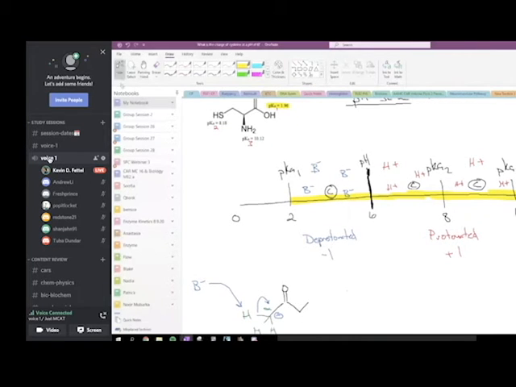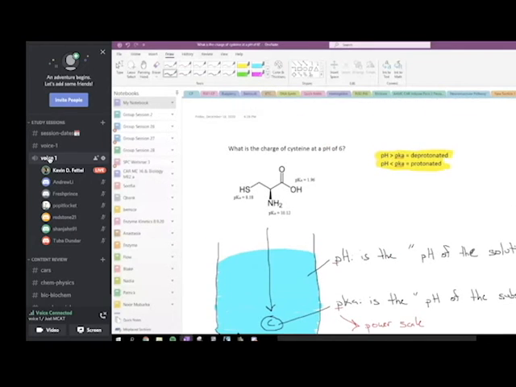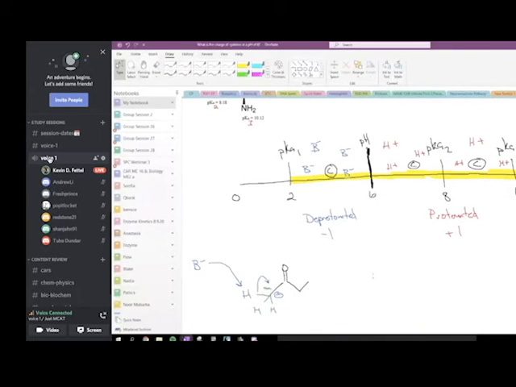So in this case, what is the net charge? Going back to this question, let me recopy. We'll put it back down here. What is the net charge? And actually, let me change this. Let me add the words net charge of cysteine at a pH of 6.